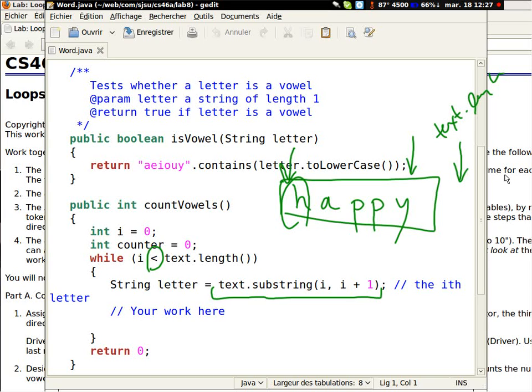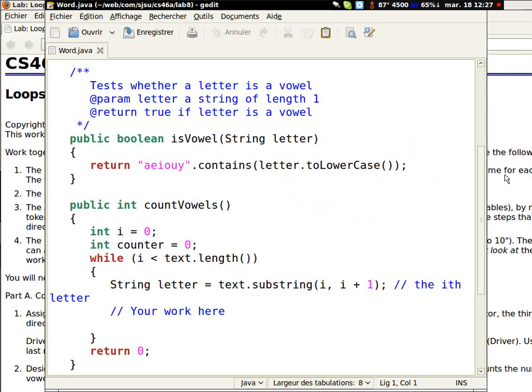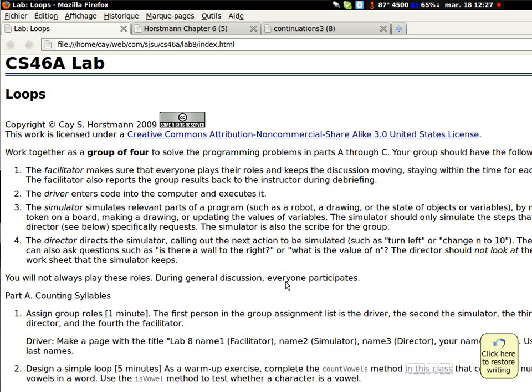I've written you a function here that tests whether a particular letter is a vowel. So we're going to consider A, E, I, O, U, and Y as a vowel. And we're using the lowercase here so that we don't have to worry about uppercase letters. You can take this function for granted. So what I want you to do now, using this basic framework, is come up, but not yet code, with a couple of algorithms.